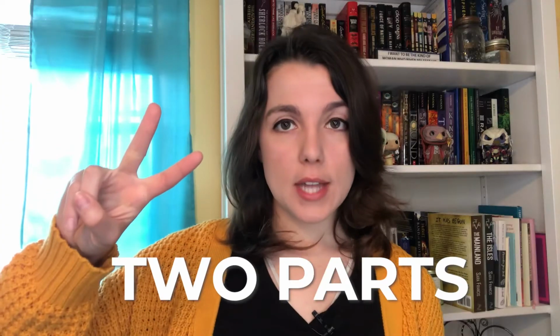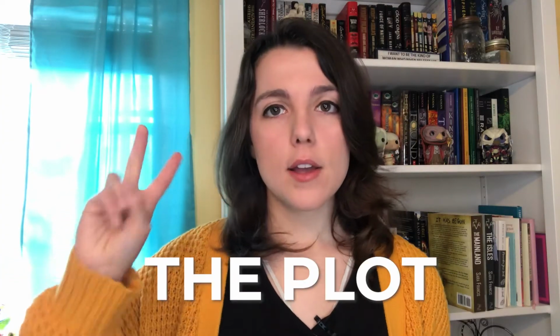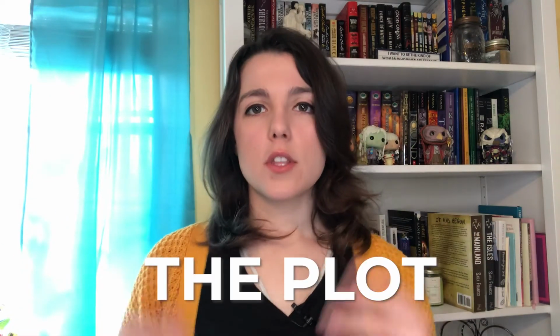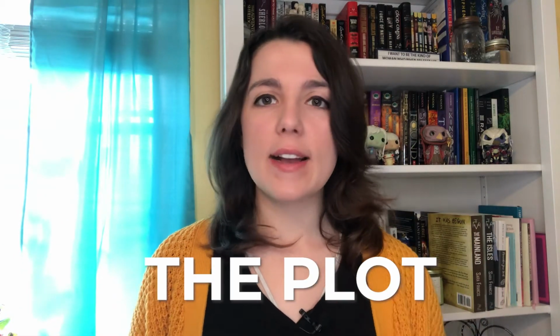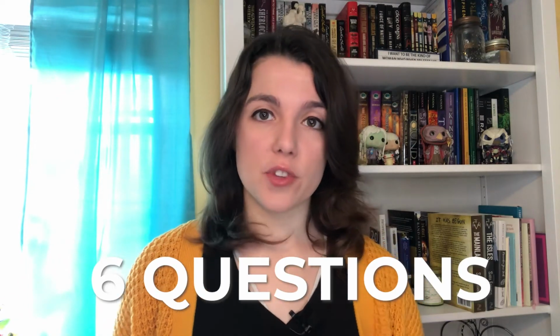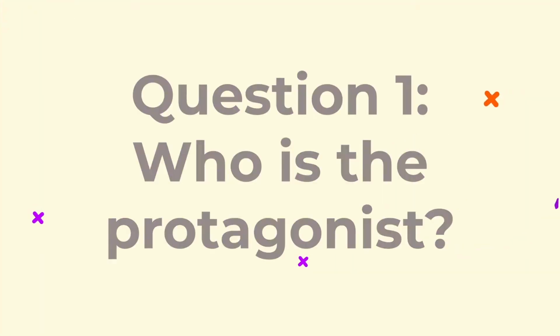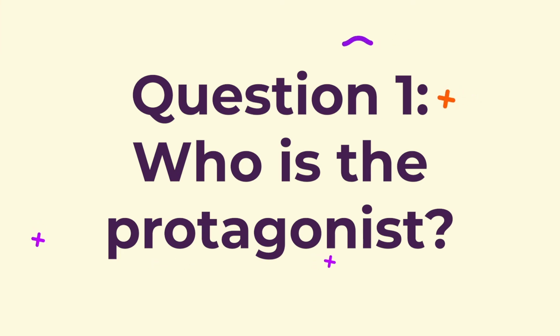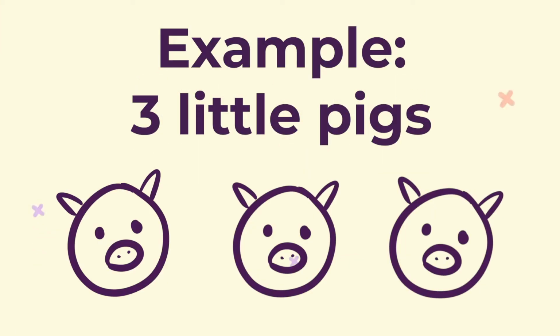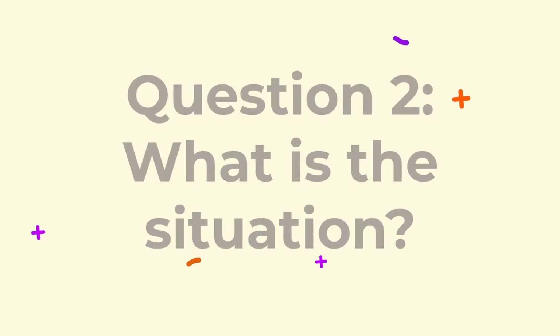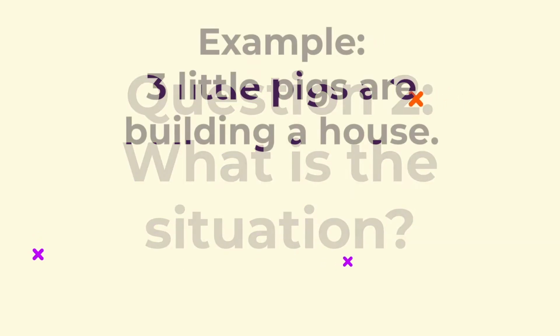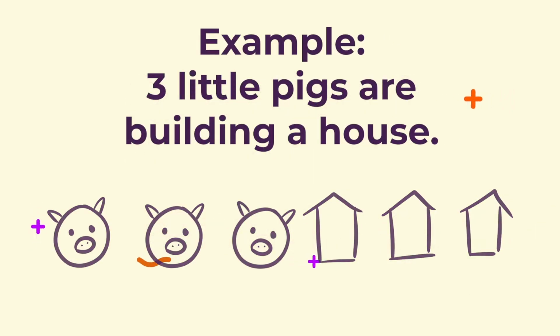So there are 2 parts to outlining. 1, the plot, and 2, the story arc. First, the plot. You basically have to have a vague idea of what your story is about. So there are 6 questions that you need to answer for this part of the outline. So the first question is, who is the protagonist? In my old fairy tale, my protagonists are the 3 little pigs. The second question, what is the situation? In my example, the 3 little pigs are building a house.